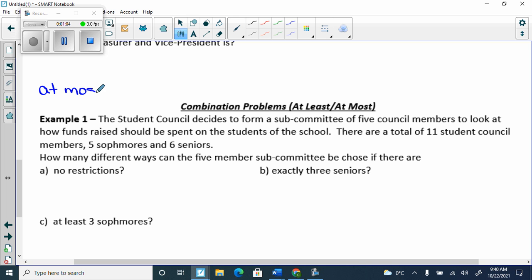At most means amount or less. At least means that amount or more.